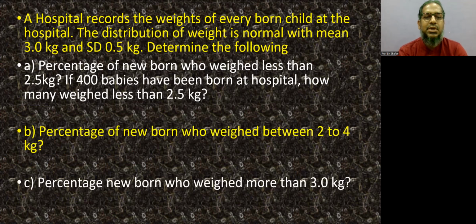The second question is the percentage of newborns who weighed between 2 to 4 kg. And question number 3 is the percentage of newborns who weighed more than 3 kg. All these questions we can solve with the help of the concept of range of normality, or properties of the normal curve.